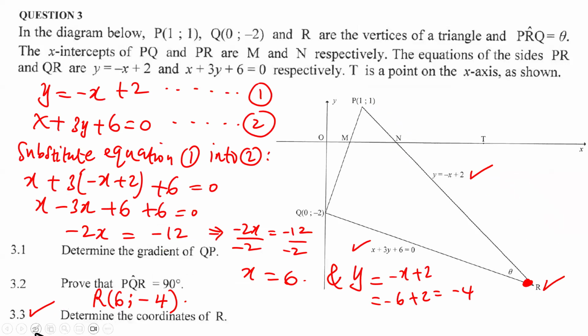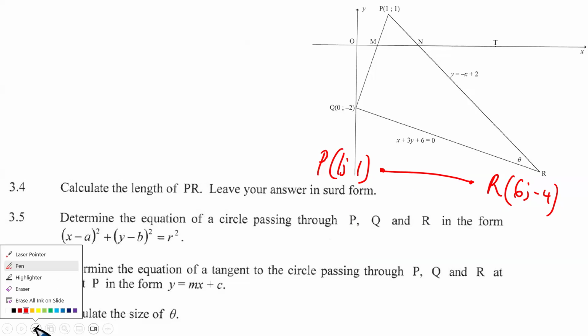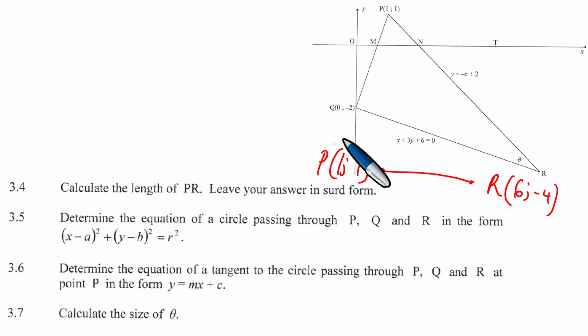So you're going to write it down. We know that P has the coordinates 1 and 1, and we want to find the length of PR from P to R. What is the length? Right, so that in the end, we have x1, y1, x2, y2. So what is the length of PR?